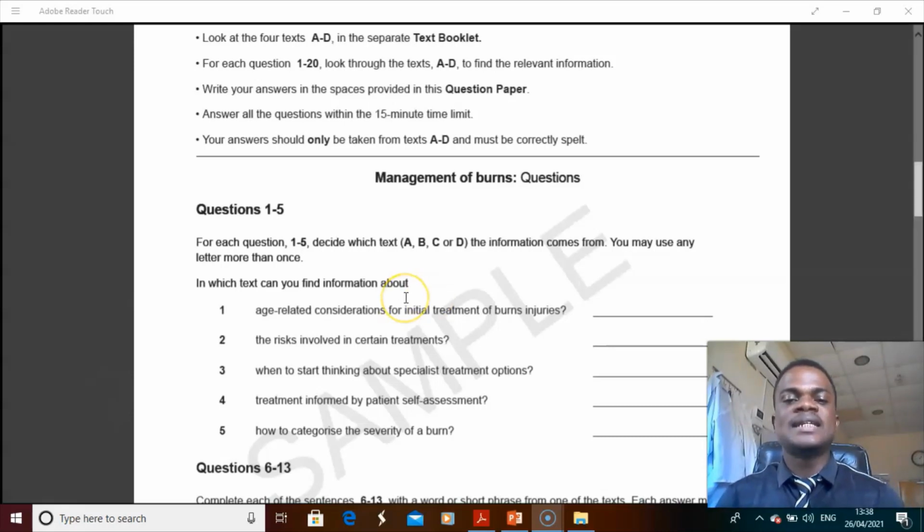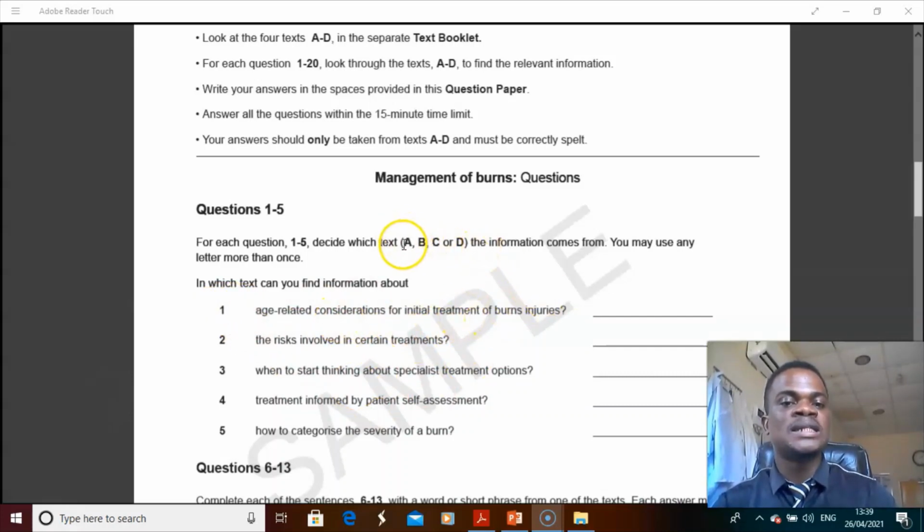Now, when the text is given to you, what I do advise, let's look at the questions to see how they go first. For instance, in the first part of the question, usually from 1 to 7 or 8, but in this question paper it is from 1 to 5. The first set of questions are usually the type where you have to match with the passage. Here they say decide which text A, B, C, or D the information comes from. So they want to see if you really understood the text, to know where this information was gotten from. Look at question number 1.